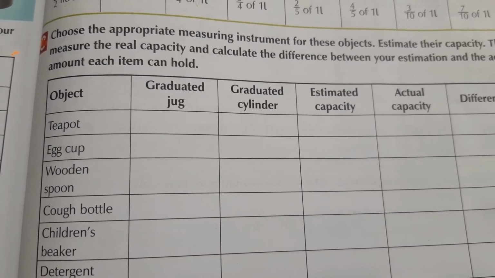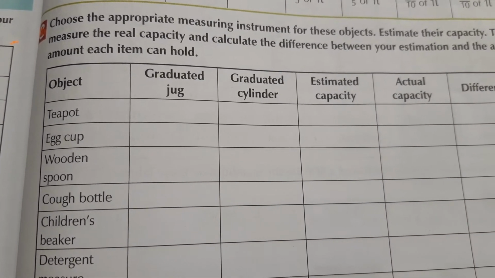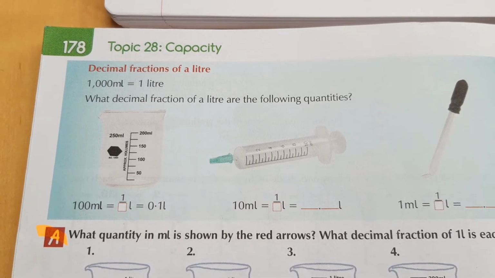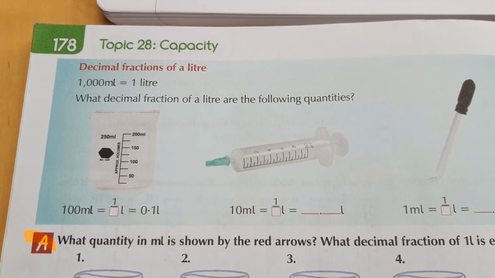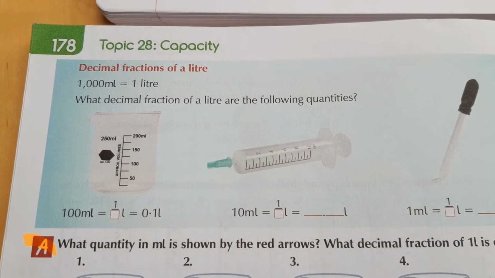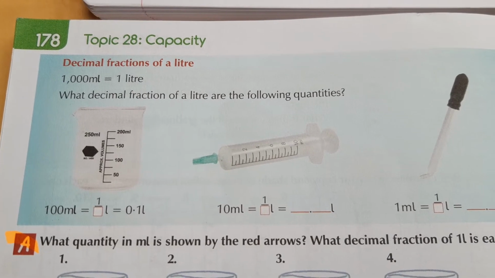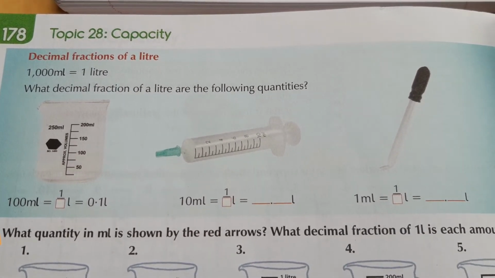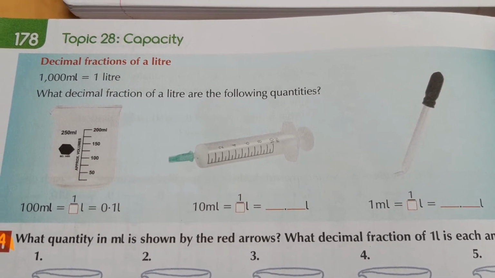Part C is similar to the other page, so you could do a few of those as well. So this is page 178. It's looking at decimal fractions of a litre. So putting them into a fraction and then changing that into a decimal again. And they're quite small quantities, as you can see by the size of the measuring instrument here.